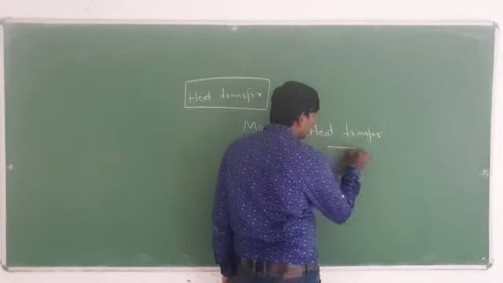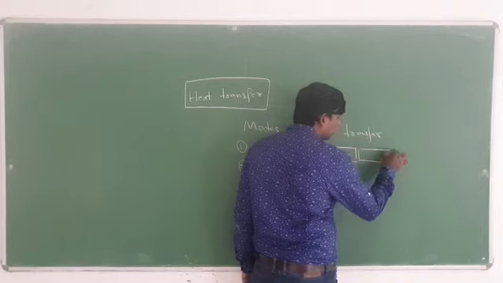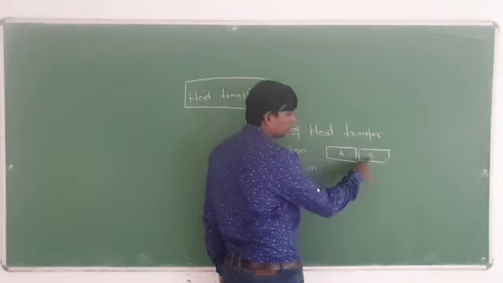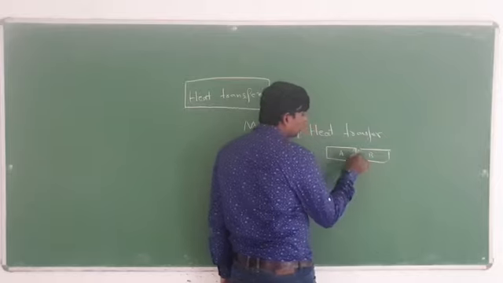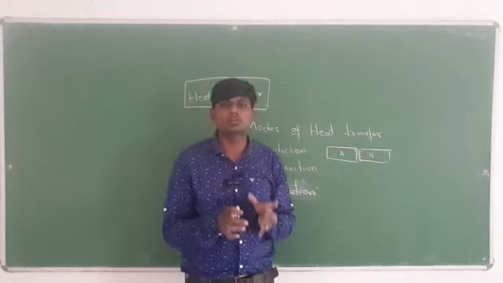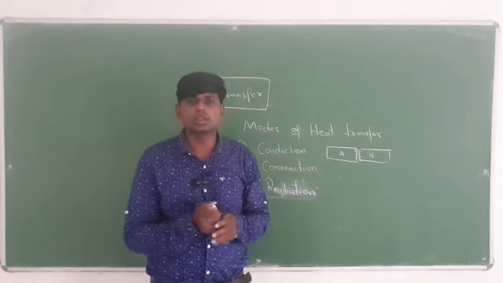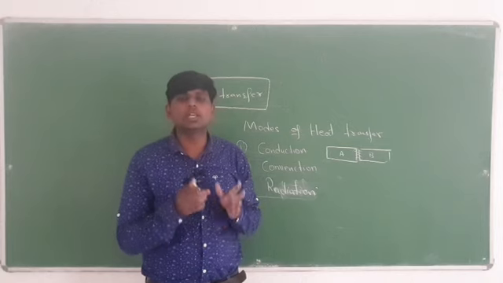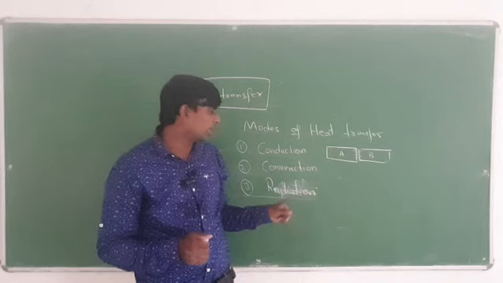Suppose this is my body A and this is my body B. If I couple these bodies like this, heat transfer will automatically take place. If heat transfer is taking place from solid to solid between two bodies, that is known as conduction.